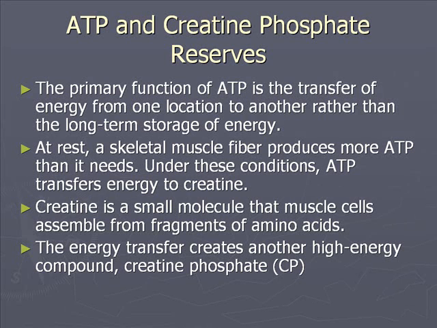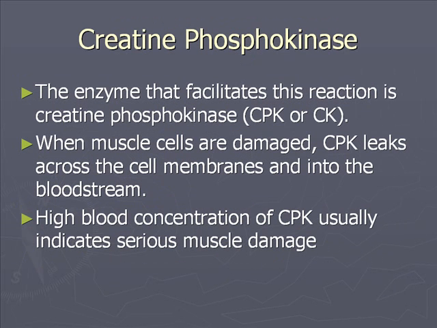At rest, skeletal muscle fibers produce ATP. They typically produce more than they actually need, and then under certain conditions we'll see the transfer of energy to another energy package referred to as creatine. Creatine is a small molecule that muscle cells assemble from fragments of amino acids. The energy transfer creates a high energy compound referred to as creatine phosphate, which we will see in skeletal muscles and some smooth muscle. The enzyme that facilitates the release of this reaction is referred to as creatine phosphokinase, CPK.